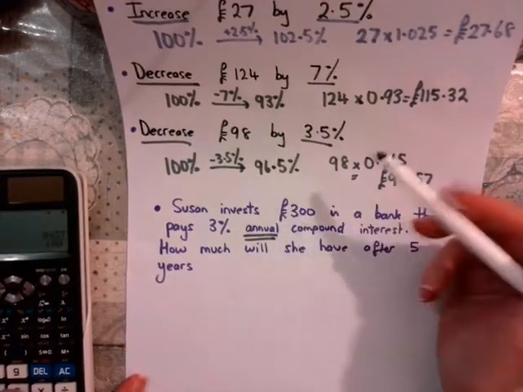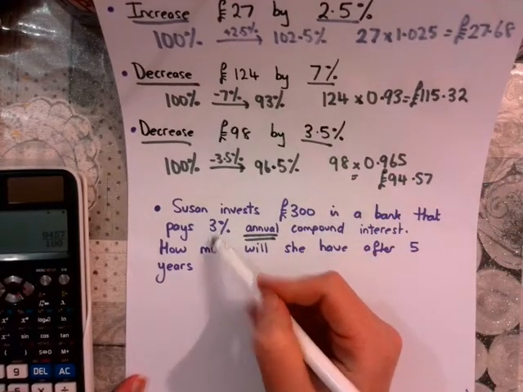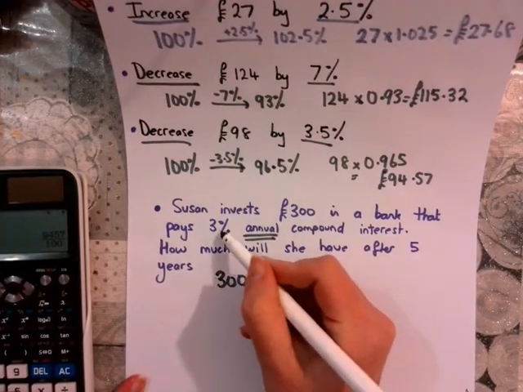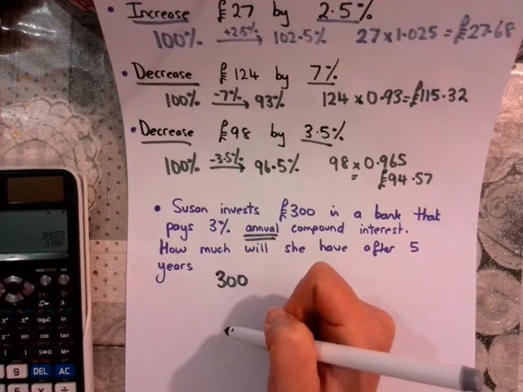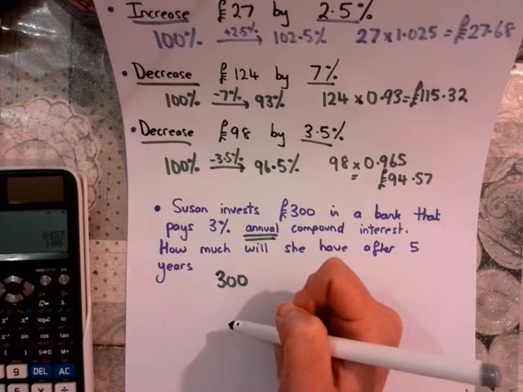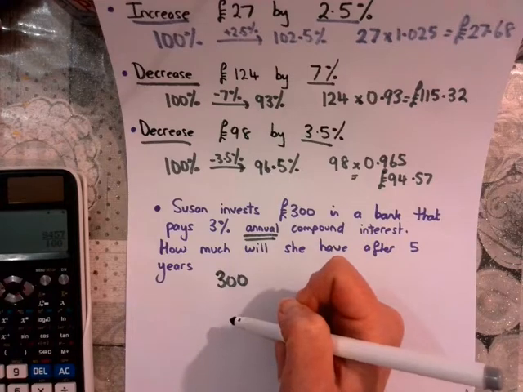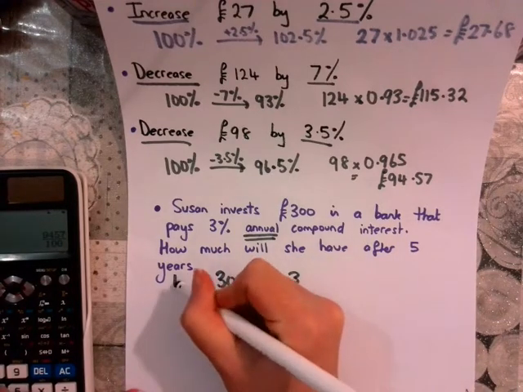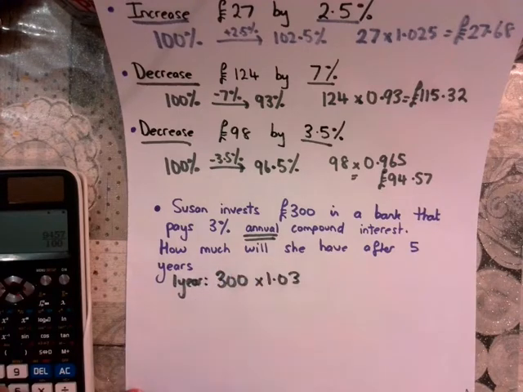So if you think about it for 1 year, we would want to increase it by 3%. So you would do 300. If I'm increasing it by 3%, then it would go from 100% to 103%, which is 1.03. So for 1 year, I would times that by 1.03. So if I put there 1 year.